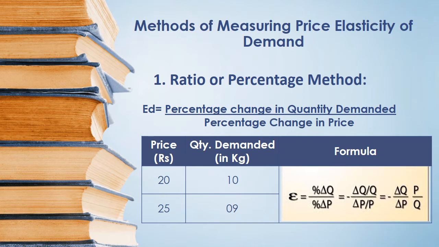With the help of the formula, we are calculating the elasticity of demand, which is coming to 0.4, which is less than 1, and which indicates that it is relatively inelastic, as we have seen in the previous lecture. So this is the first method of measuring price elasticity of demand.